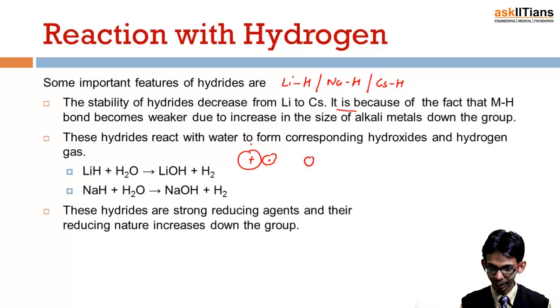In another case, let's say the cation is small, and hydrogen is also small. So here we can see that the bond length is larger as compared to this. So the larger the bond length, the weaker the bond. That is why, as we move down the group, the size of the metallic cation increases, and thus the strength of the bond decreases, or the stability of alkali metal hydrides also decreases.